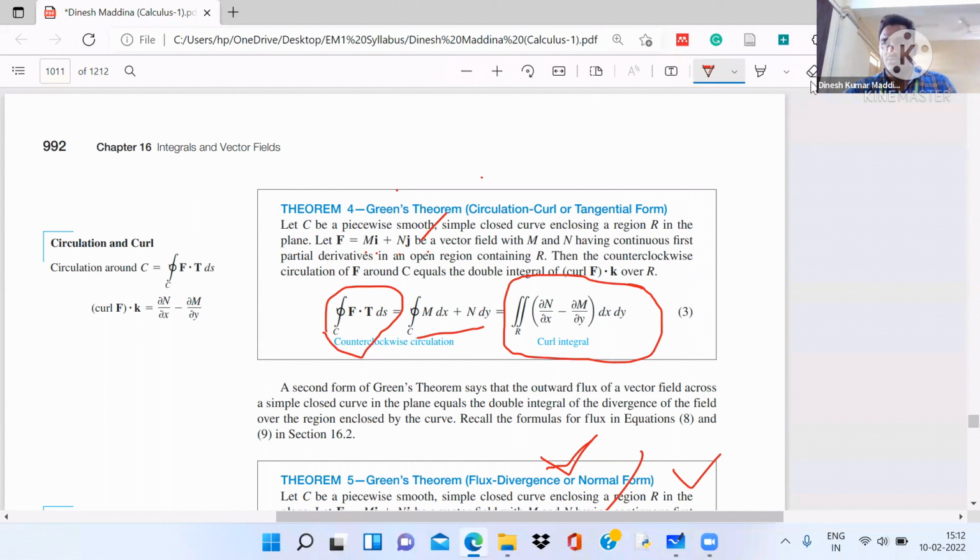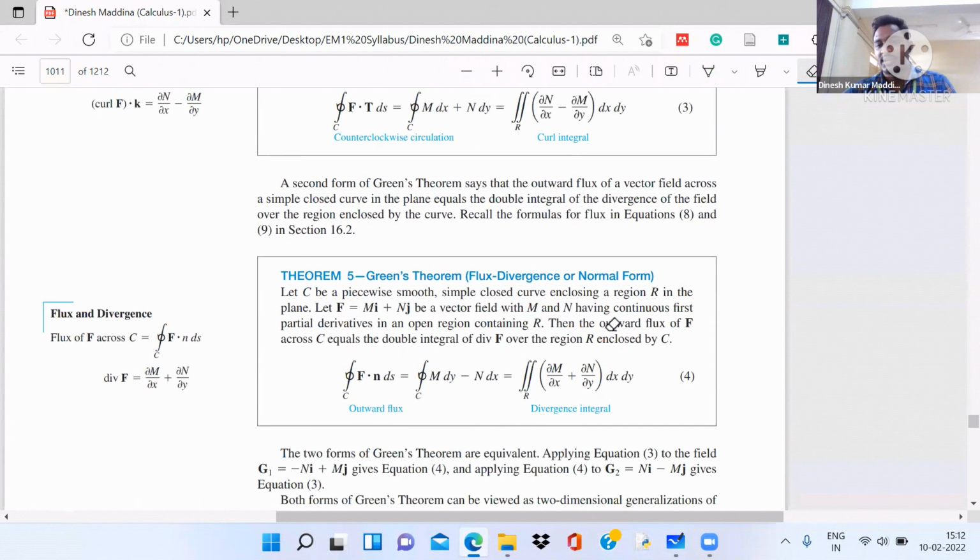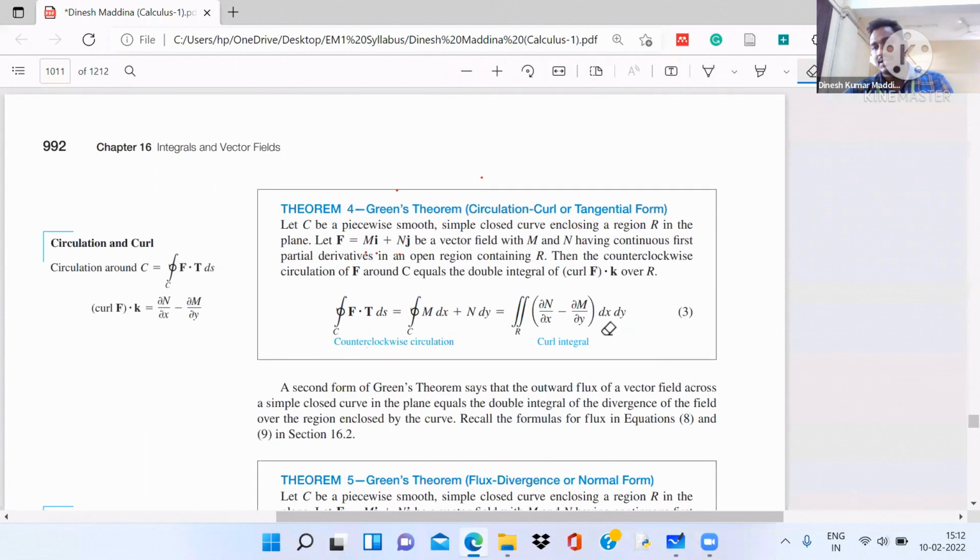Did you get one idea about the formula or not? Can anyone say? You will get a proper idea only after solving problems, but at least you get one idea that this is what Green's theorem means. Can anyone, one person, confirm?